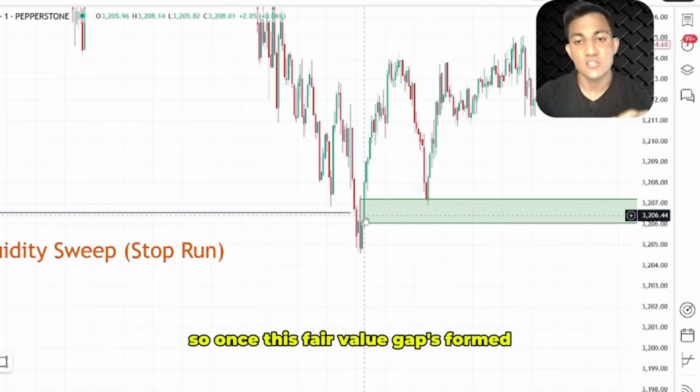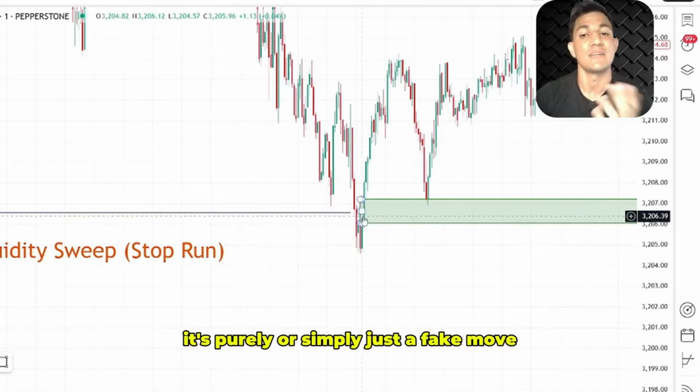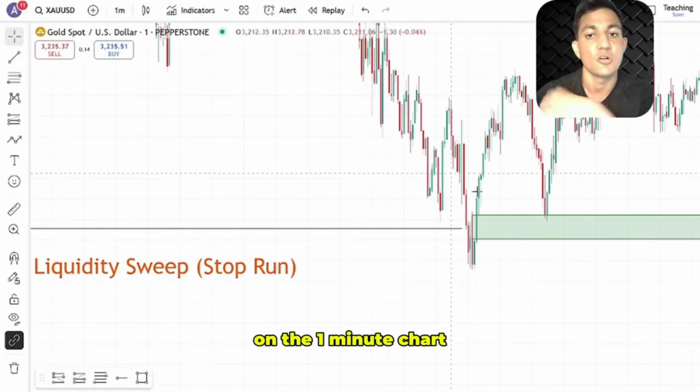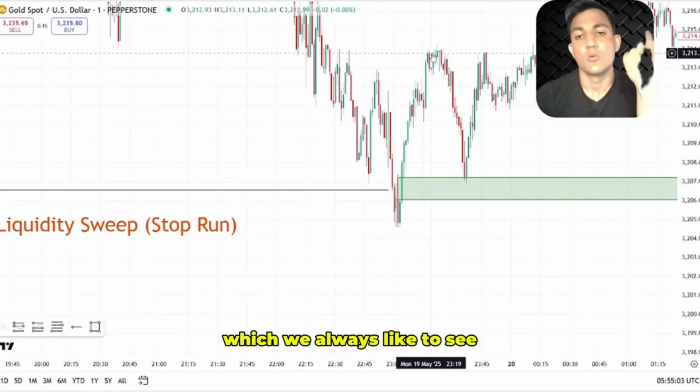So once this fair value gap's formed, then and only then do we know this is a liquidity sweep. It's simply just a fake move designed to take out stop loss orders. So once this fair value gap's formed on the 1 minute chart, then and only then am I going to look for my entry, right? And you can see price shoots off, which we always like to see.